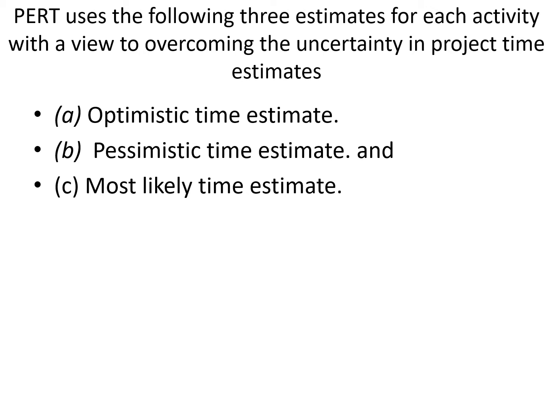Time estimating is actually the most interesting part of PERT, because PERT always utilizes three estimates for every activity. The optimistic time estimate is the shortest time possible to complete an activity. The most likely time estimate is the completion time having the highest probability. And the pessimistic time estimate is the longest time to complete an activity.